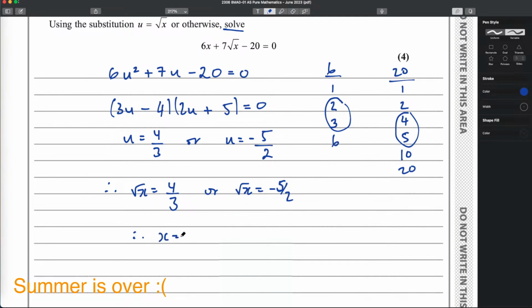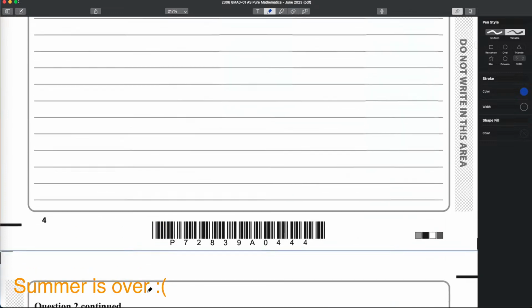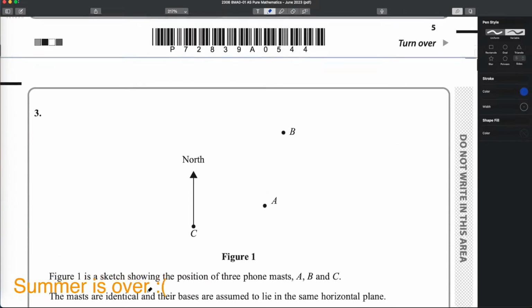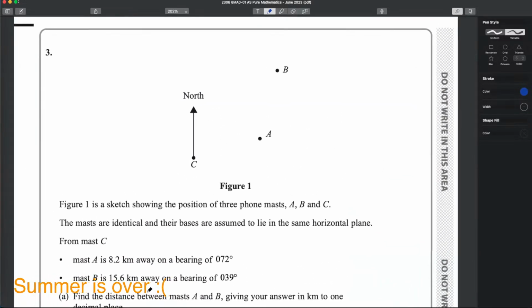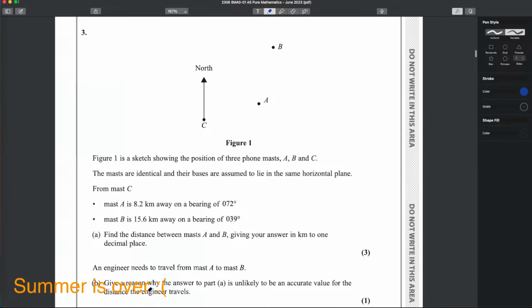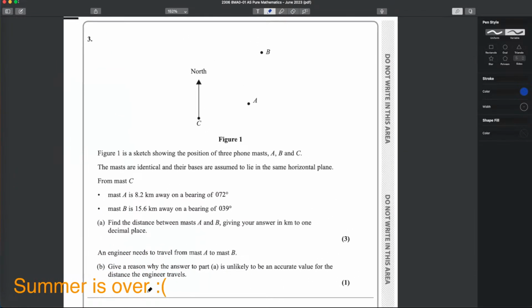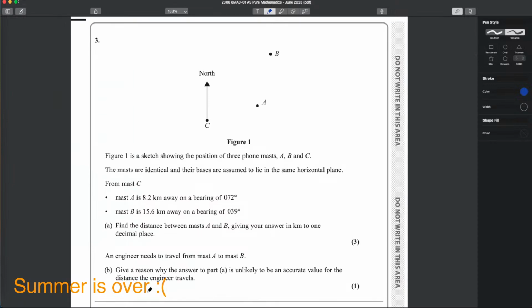So therefore x equals, if we square both sides, x equals 16 on 9. That's a final answer for 2. Alright. Let's just move on. Let's forget that complex numbers exist. There's no such thing as a number equal to the square root of negative 1. Doesn't exist. It's imaginary.